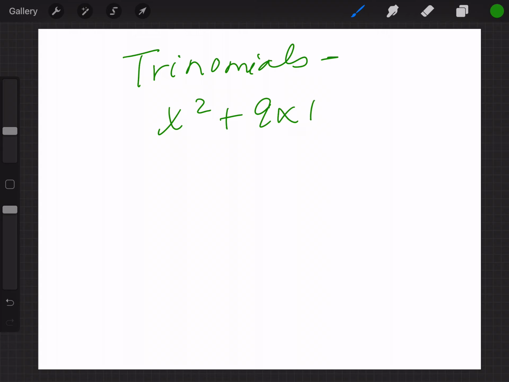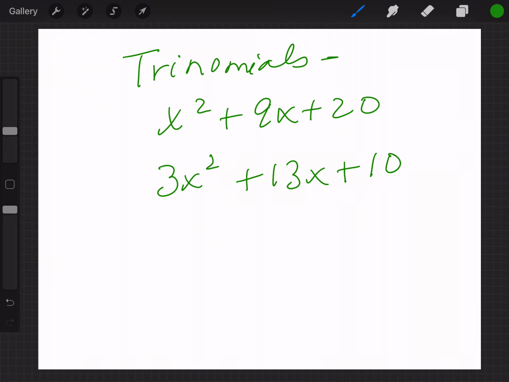Alright, the last type of review on factoring we're going to go back to is trinomials. As you remember, we did two different kinds of trinomials before. We did some trinomials like this, and we also did some trinomials like this. Remember, we said it was kind of a different animal when the leading number, the A value, is 1 versus not being 1.